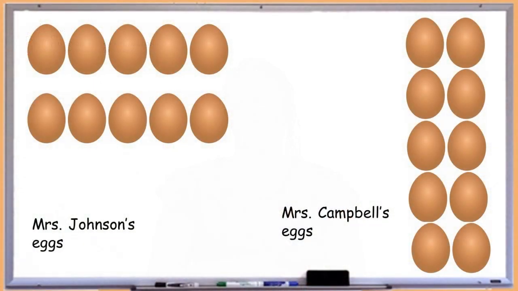Mrs. Johnson and Mrs. Campbell later collected eggs from their chicken coop. Mrs. Johnson placed her eggs in 2 rows of 5 eggs each, while Mrs. Campbell placed her eggs in 5 rows of 2 eggs each. Go ahead and write the multiplication sentences to represent the eggs collected by both ladies.